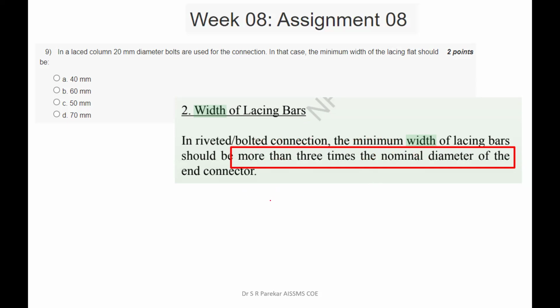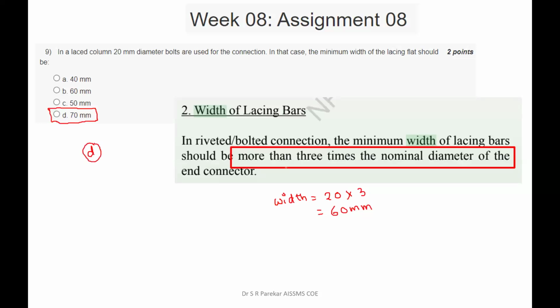Now, more than 3 times. So we have that as the width. We cannot take equal to. So more than 3 times means we can have 20 into 3, and that is 60 millimeters. So it is mentioned more than 3 times, so it should be 70 millimeters. So the answer should be answer D.